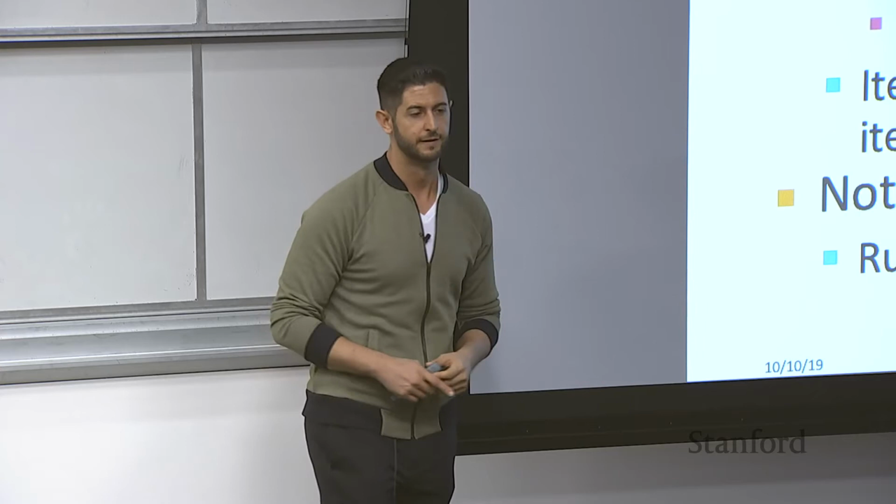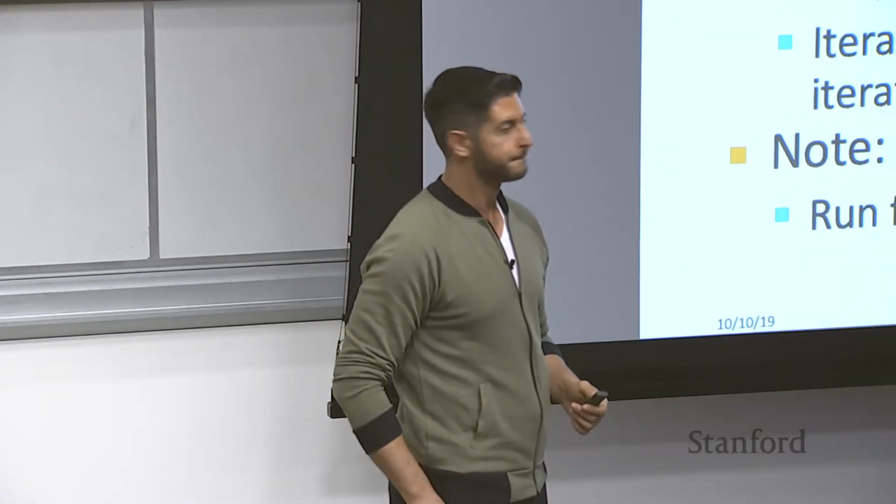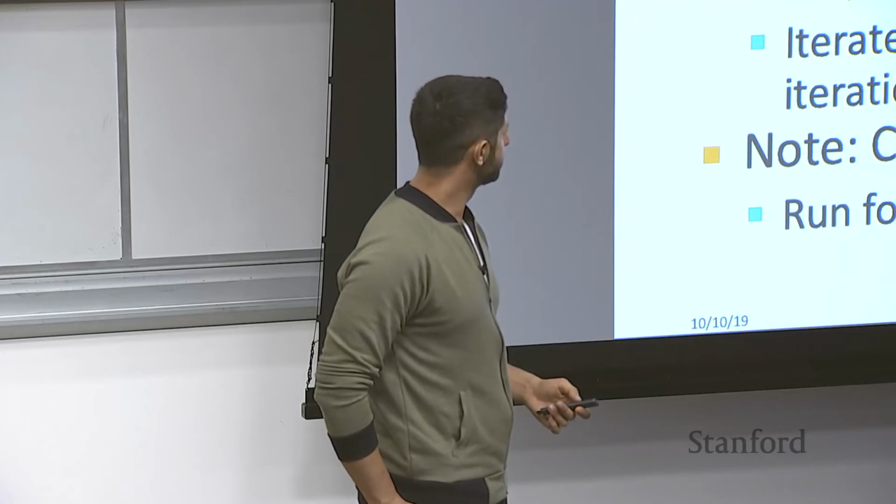Question? In there you have written, for each node I, update node vector a_i. So what does that update mean?